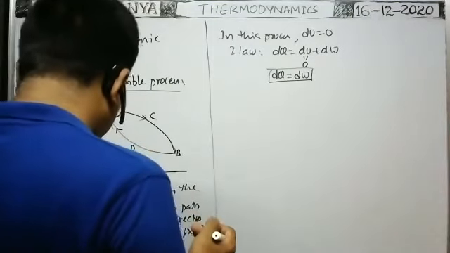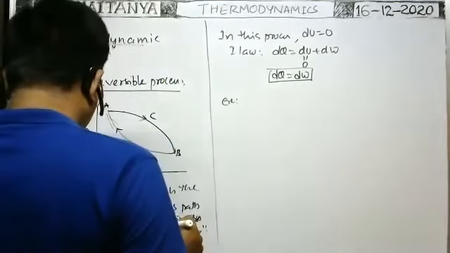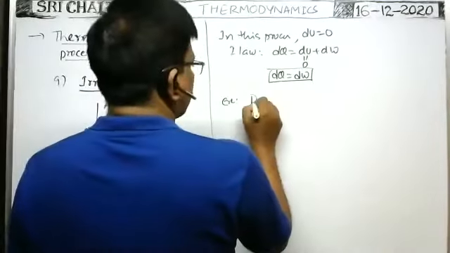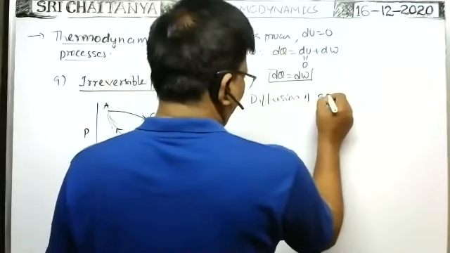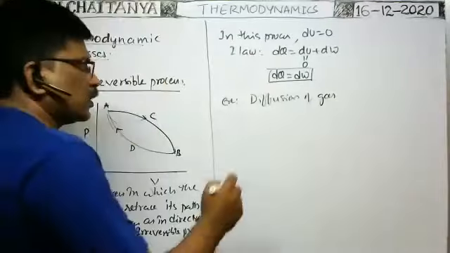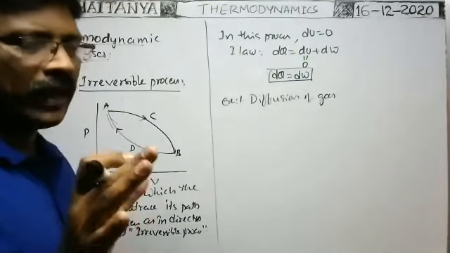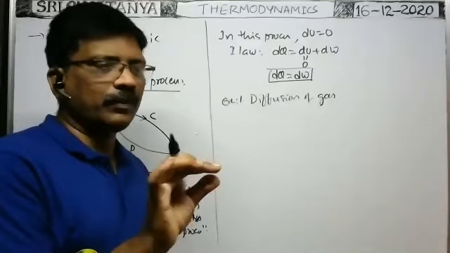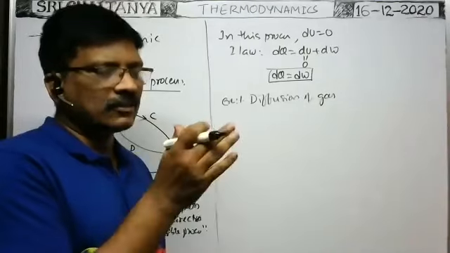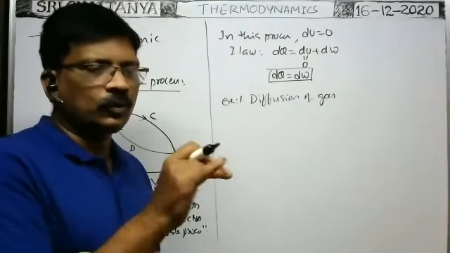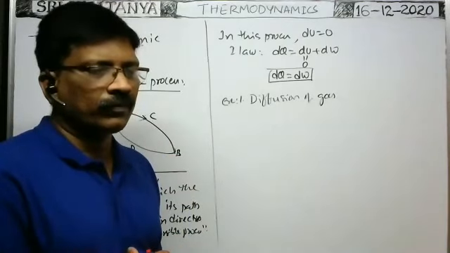Now, what are the examples for this? Diffusion of gas, first one. Diffusion of gas means, suppose there are two gases in two vessels, both joined by a narrow tube. When the valve is opened, exchange of gas takes place from one vessel to another vessel.